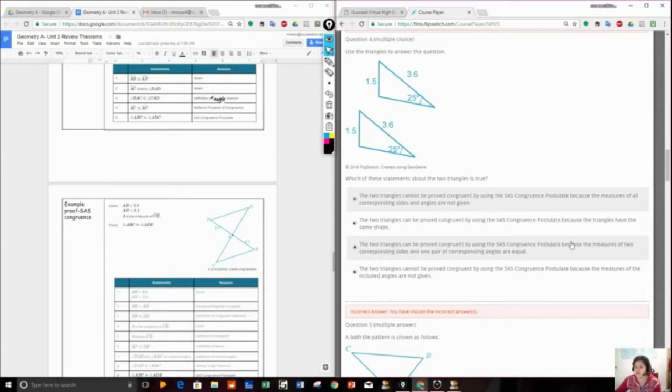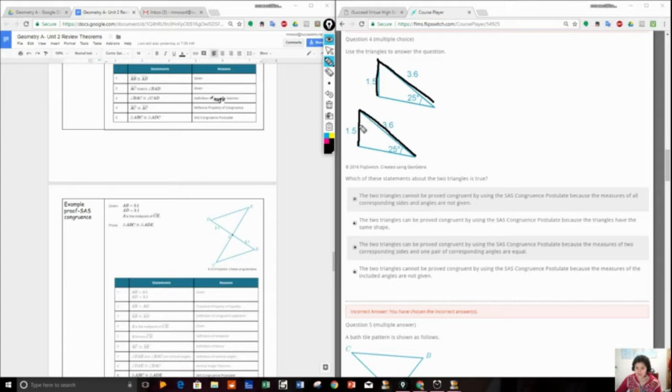Okay, let's see. Do we have two corresponding sides? Alright, so we have 1.5 right here, and its corresponding side is 1.5. Okay, there's one pair, so the next pair of corresponding sides would be the 3.6 and the 3.6. So far we have two pairs of corresponding sides, and we need one pair of corresponding angles. Well, what is the angle that we have to use when we use side angle side? It has to be that included angle. It has to be the angle that these sides are the angle sides.